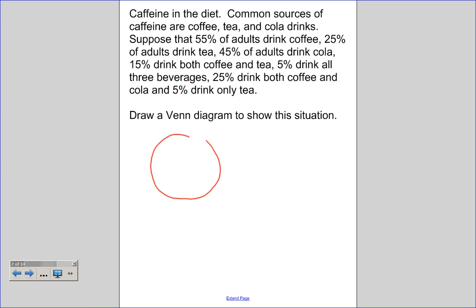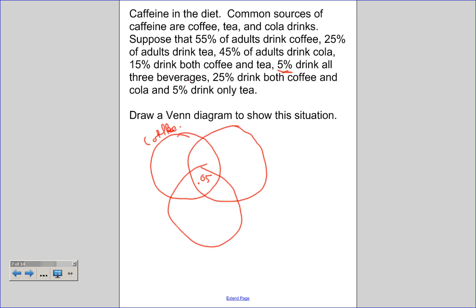But to do so, we need 3 separate circles. Now the first thing we can put on is 5% drink all 3 beverages. So that's 0.05. Now we know, say if this is coffee, coffee will have to add up to 55%. Tea will equal 0.25. And cola will equal 0.45.